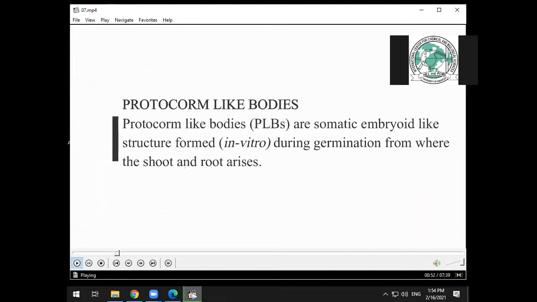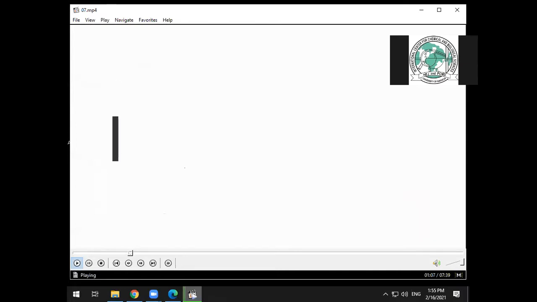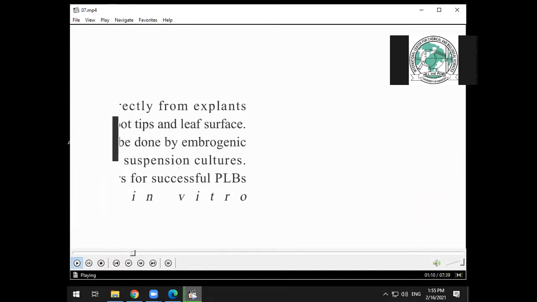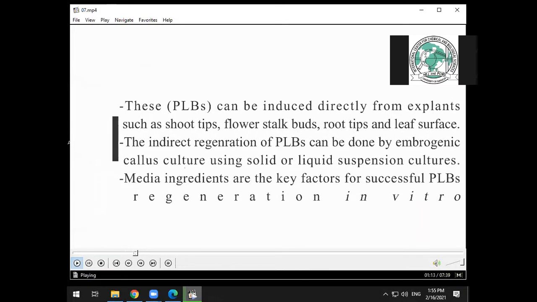Protocorm-like bodies are somatic embryoid-like structures formed in vitro during germination from where the shoots and root arises. PLBs can be induced directly from explant, such as shoot tips, flower stalk, buds, root tips, and leaf surface. The indirect regeneration of PLBs can be done by embryogenic callus culture using solid or liquid suspension cultures. Media ingredients are the key factors for successful PLBs regeneration in vitro.